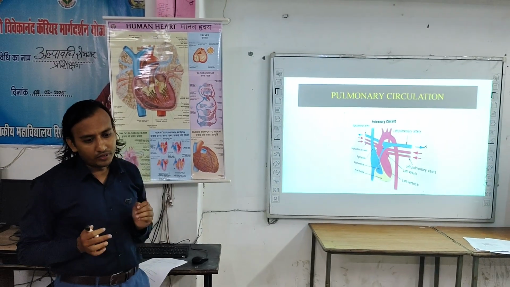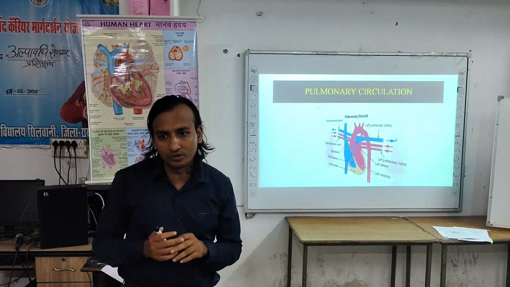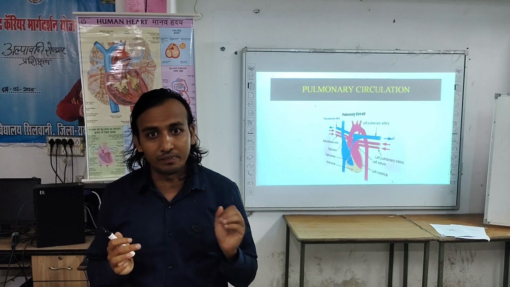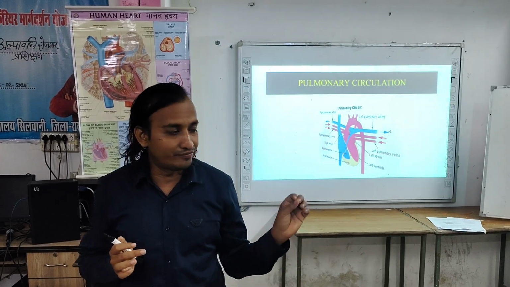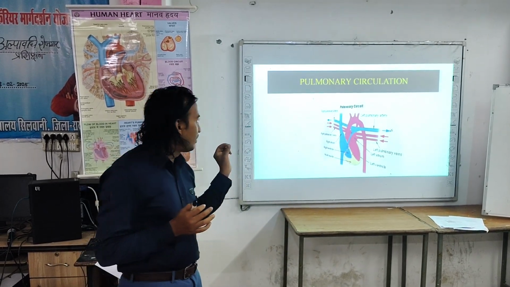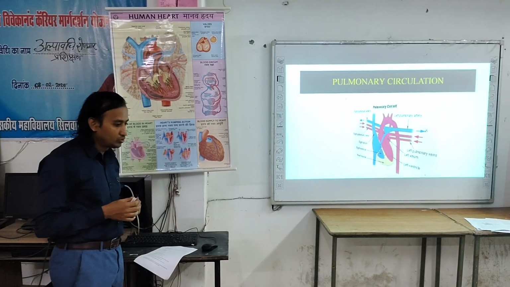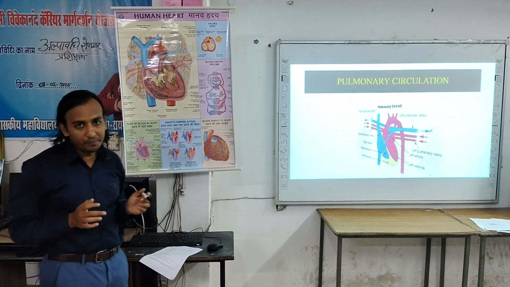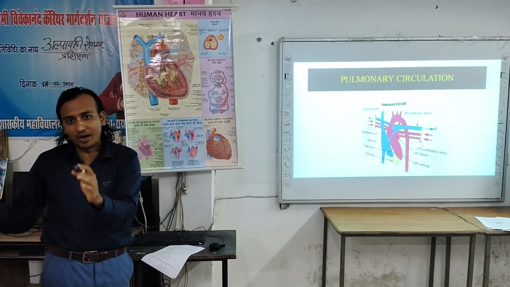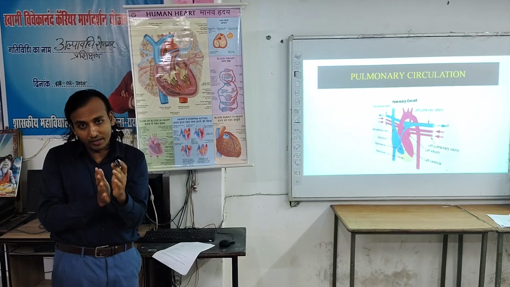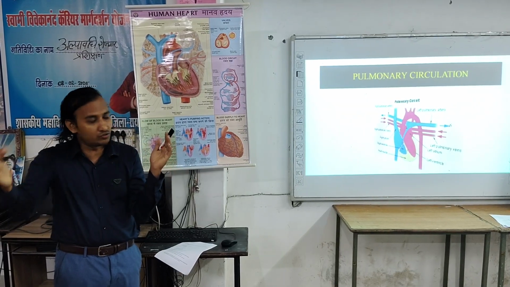circulations of the heart. You know that there are different kinds of circulation in different parts of the body. The heart supplies the blood. So there are different kinds of circulations. The first one is pulmonary circulation. In pulmonary circulation, what happens? There is deoxygenated blood. The blood is divided into two parts: one is deoxygenated and another is oxygenated.